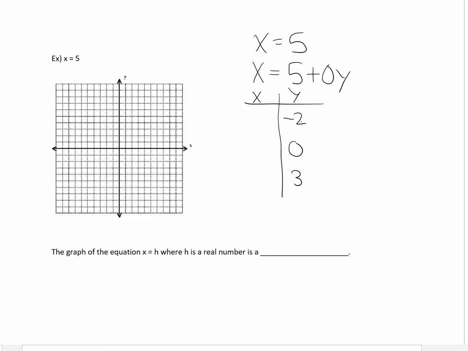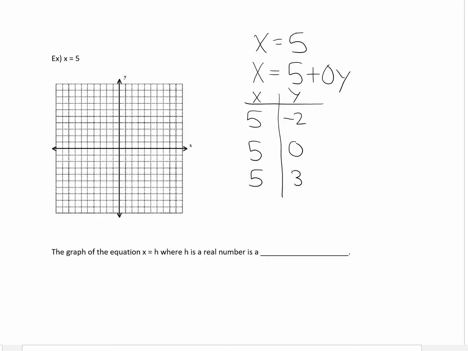So when I plug negative 2 in, 0 times negative 2 is 0 plus 5 is 5. When I plug in 0, 0 times 0 is 0 plus 5 is 5. And I can do the same thing for y equal to 3. That's 0 plus 5, that is 5. Notice every single value of x in this table is 5. Hence the equation, x equal to 5.